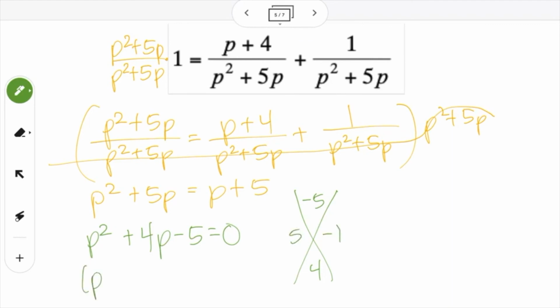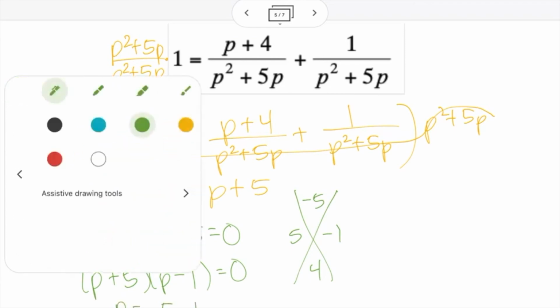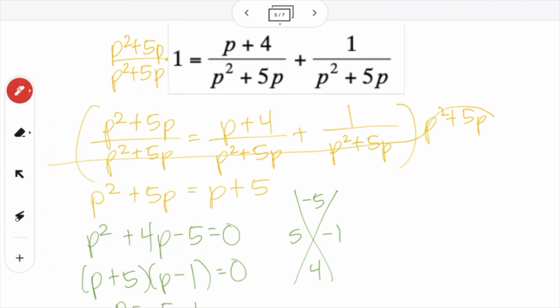Multiplying to negative 5, adding to 4 is going to be 5 and negative 1. Take a second and factor it, but what you should get is that. Then for my answers, p would be negative 5 and positive 1.